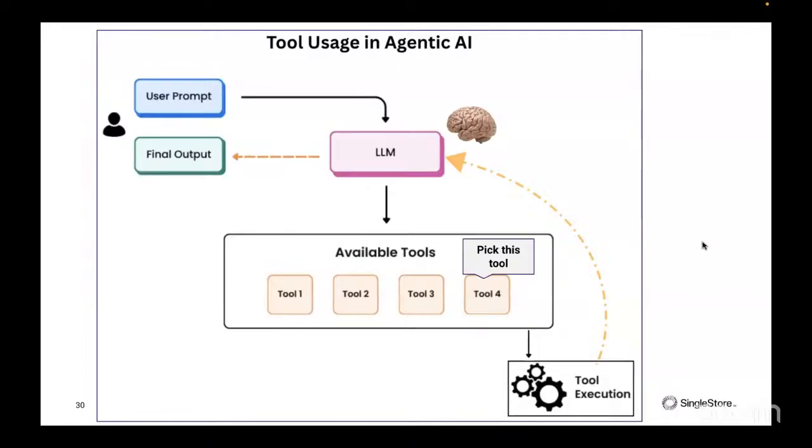So how does tool usage basically work in agentic AI? As you can see, the user prompt comes in, hey, I want to know the weather in Bangalore. So it goes to the LLM, the brain of the whole system, and then the LLM thinks, oh, I need to pick the weather tool, and it picks the tool, and then the tool execution happens, and it goes back to the LLM to finally produce the final output. So that's how usually tool usage happens in agentic AI systems.